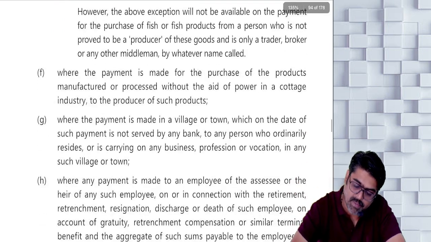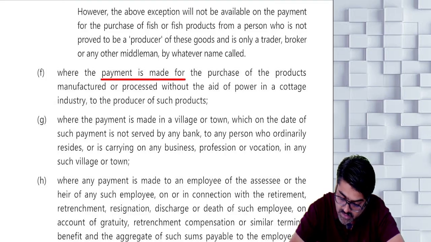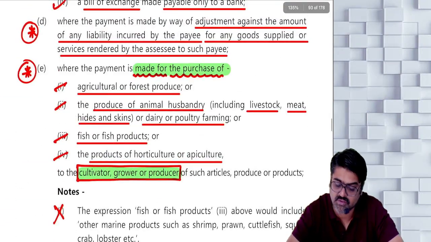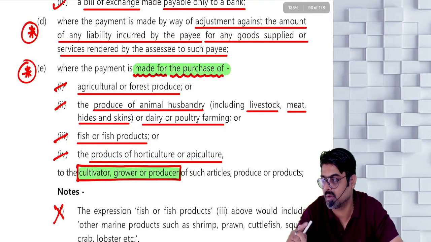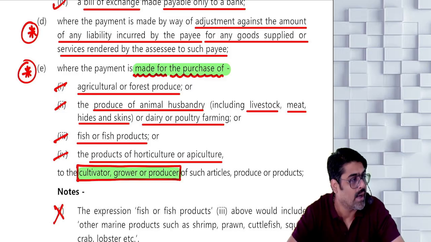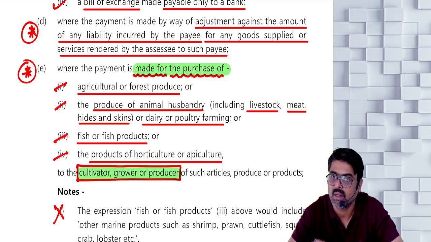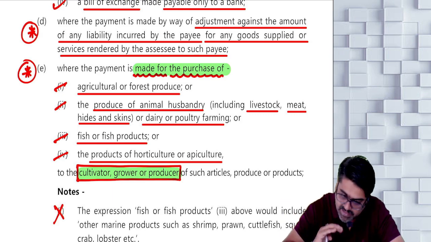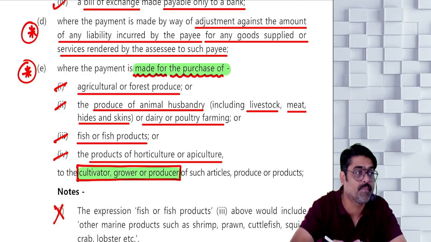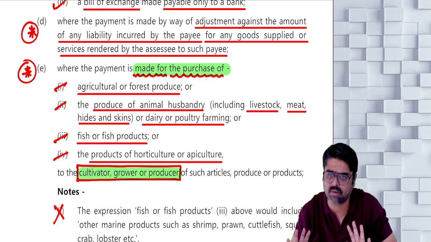Okay. Where the payment is made for the purchase of products. Now you are making the payment. See, here what were you purchasing? Agricultural produce, forest produce, produce of animal husbandry including livestock, meat, hides and skins, then produce of poultry or dairy farming, then fish or fish products, products of horticulture or apiculture. For these products, you are making the payment to their cultivator, grower or producer. Then the payment was allowed by whatever modes you make the payment.